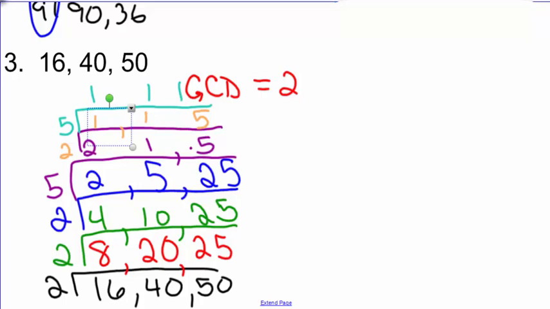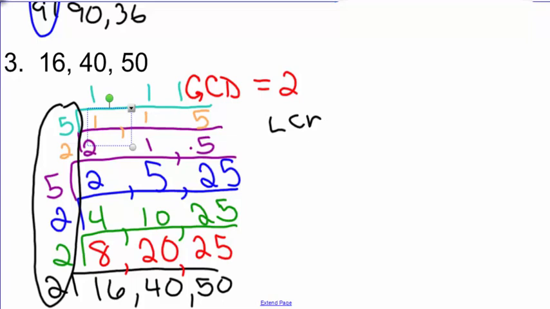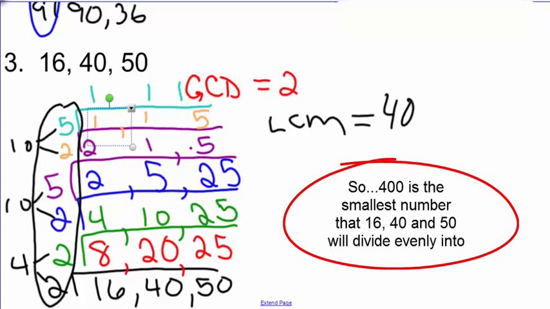I want to multiply all of these numbers together, and that's going to get me my LCM. So 5 times 2 is 10. 5 times 2 is 10. And 2 times 2 is 4. 10 times 10 is 100. And 100 times 4 is 400. The least common multiple is 400. And that's how we find the least common multiple of numbers.